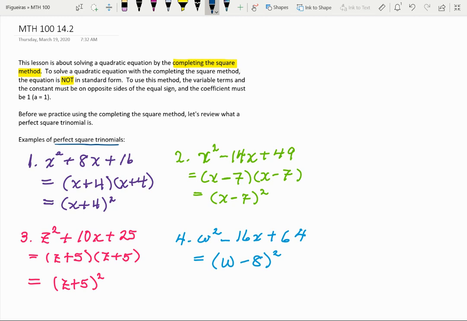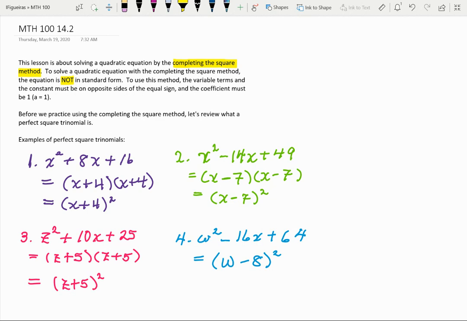The concept of a perfect square trinomial will appear within the completing the square method, which is why we're reviewing this first. A perfect square trinomial has three terms where, when you factor it, it's the same binomial twice. So here in example number 1, x squared plus 8x plus 16. If you were to factor that, it's x plus 4 times x plus 4, which is x plus 4 squared.